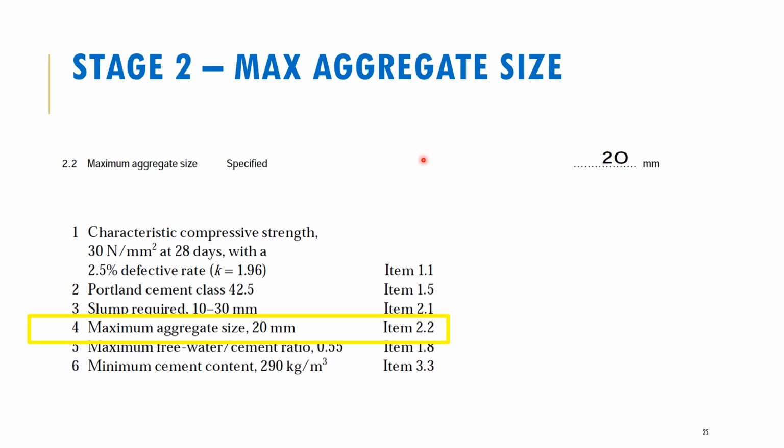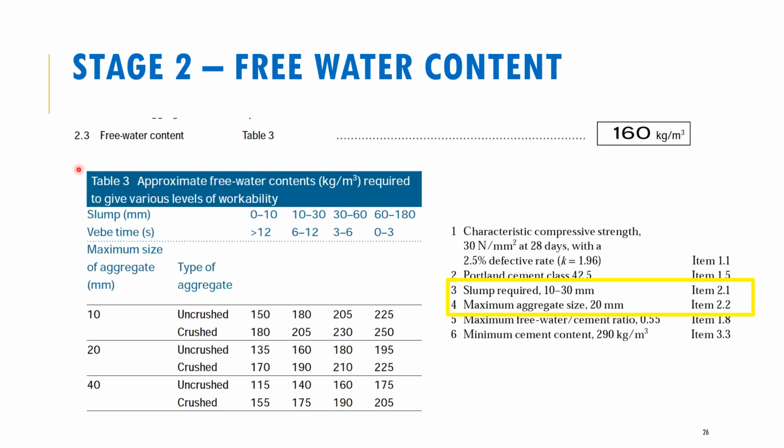Second step in stage 2 involves determining the maximum aggregate size, and again this is given by the client, so I've just written down 20 mils. Step number 3 is concerned with the free water content. Now we need to use table 3, and that's table 3 extracted for you from the BRE guidelines. Table 3 has the slump and it requires the maximum size of aggregate, and that's information that we can get from the client.